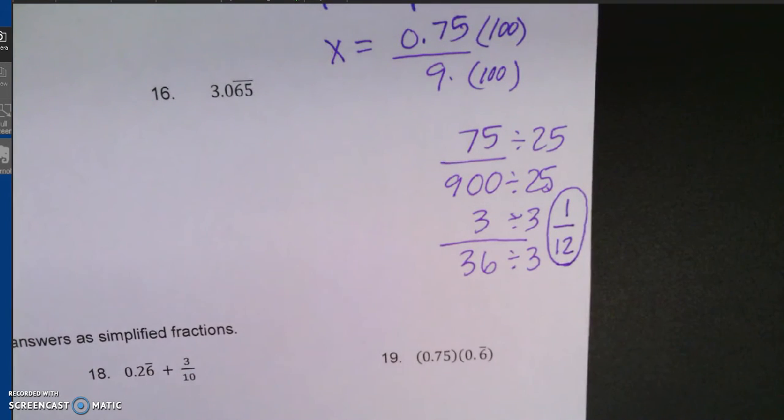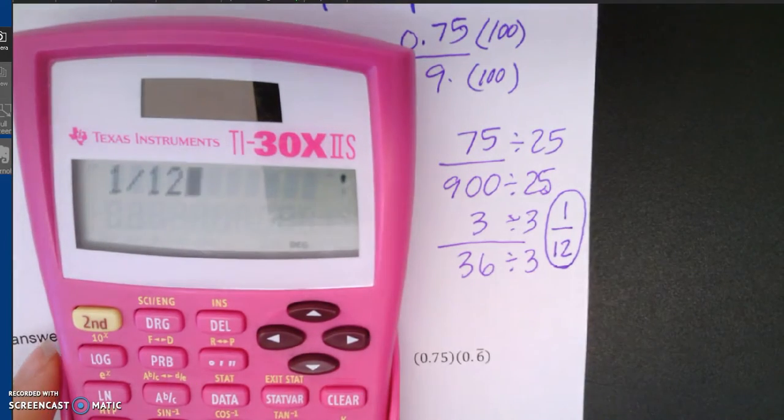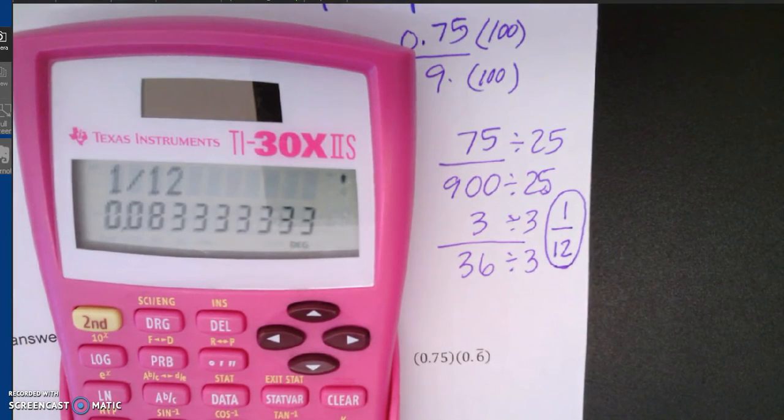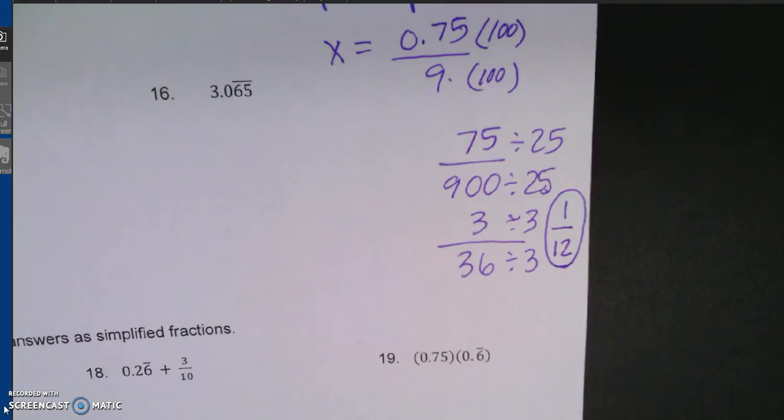1/12. So I'm just going to double check that. Since I don't have my answer key, I'll put 1 divided by 12 in my calculator. And take a look, 0.08 with that 3 repeating. Whoop! I'm so excited. Okay, so from there you should be able to practice 15 and 16.